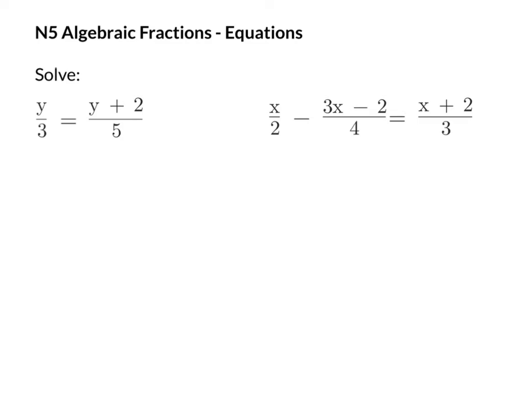With this first one here, I've got two fractions in my equation. I've got y over 3 equals y plus 2 all over 5. And this, using a standard method, can be quite difficult to solve. Some of you will have the idea of we can multiply through by a number to cancel out these denominators. And if that method works for you, brilliant, go for it.